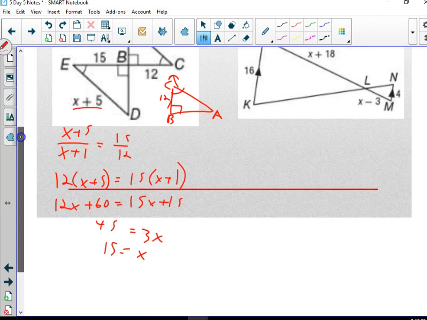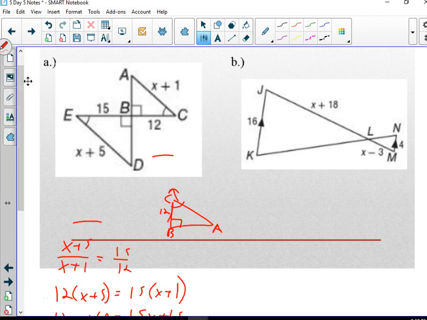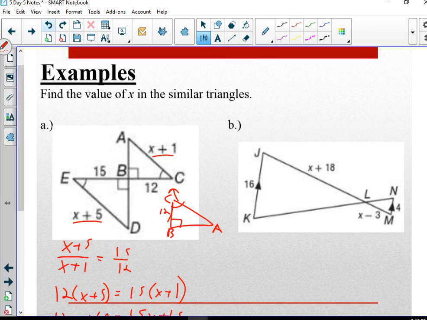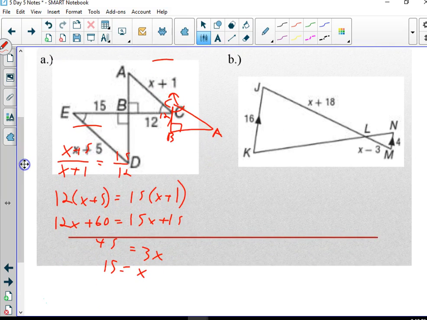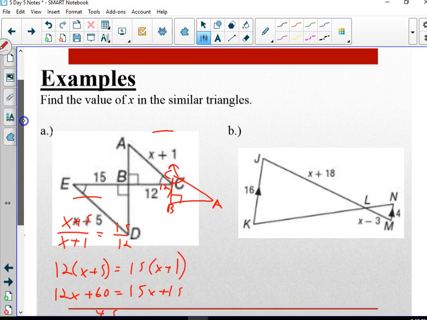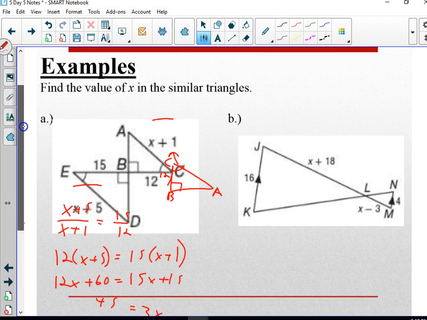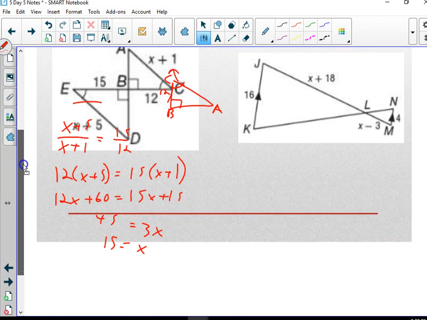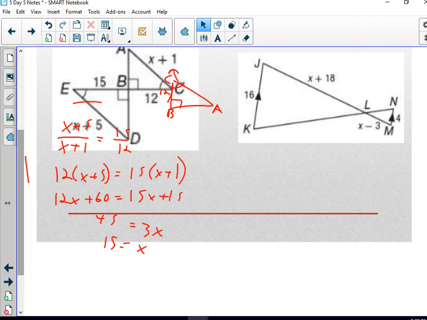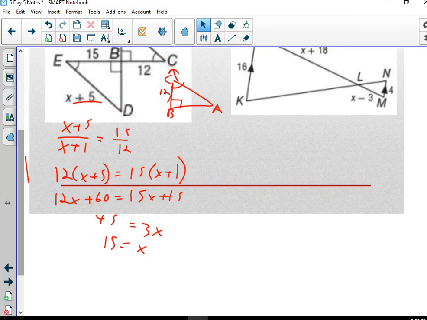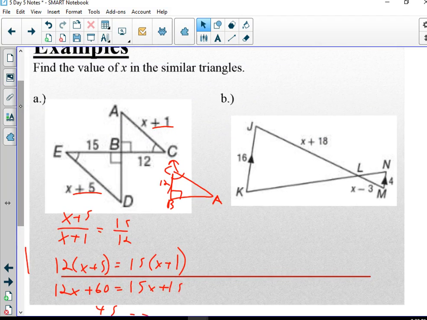X is 15. Now what do my instructions say to do? Just find x. It says find the value of x in the similar triangle. That's it. It did not say to find the opposing sides. If it did, then I would plug in 15 and get 16 and 20. But it was not asked to do that. Okay? That's that one. This board's acting really wonky today. I apologize.